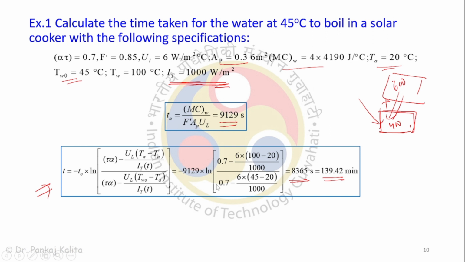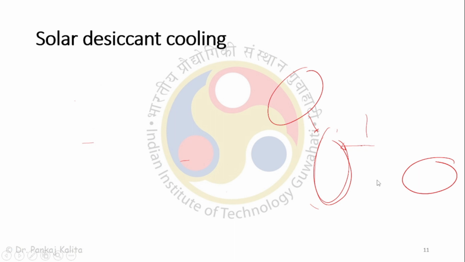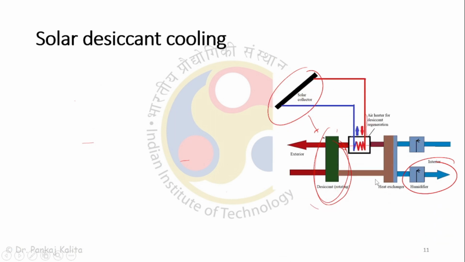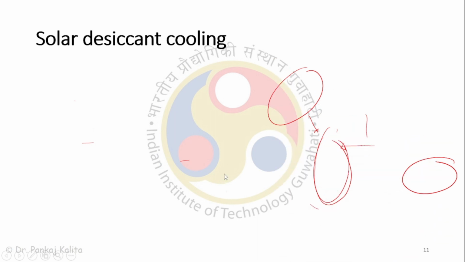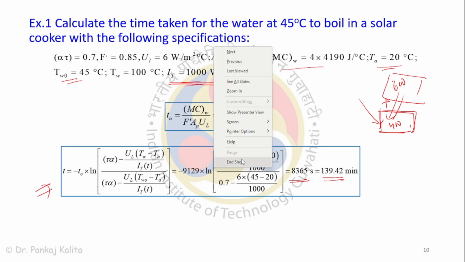You need to calculate t, that is the time taken for the water to reach this. So it's 8365 seconds, that is 139.42 minutes, something more than 2 hours. So before going to solar desiccant cooling, I want you to focus on this numerical. And if there are any questions, feel free to ask.